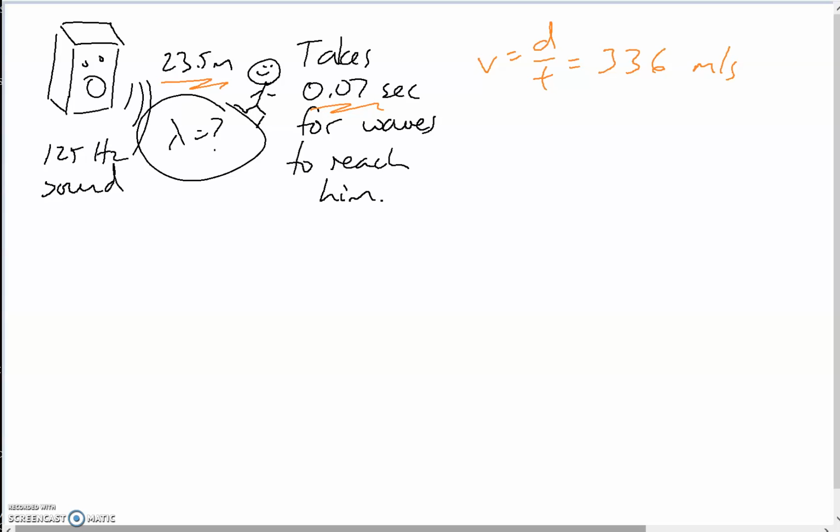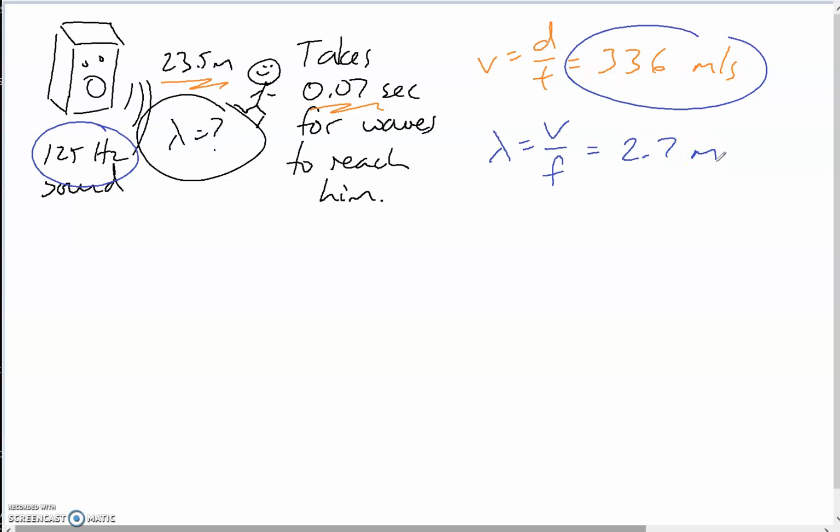And then to find the wavelength is v divided by frequency. Well, I've got my v right there. I've got my frequency right there. So I just have to divide them out, and I get a wavelength of around 2.7 meters. So almost 3 meters long. So this would be a really, really low, crazy subwoofer type wave. Okay, all right, let's try something else.